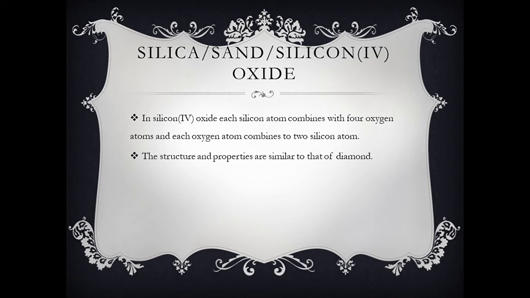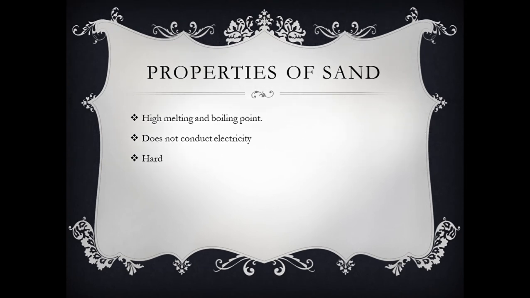Okay. The structure and properties of silicon oxide are similar to that of diamond. The structure and properties of what? The structure and properties are similar to that of diamond. So it means that silicon oxide has a tetrahedral arrangement.